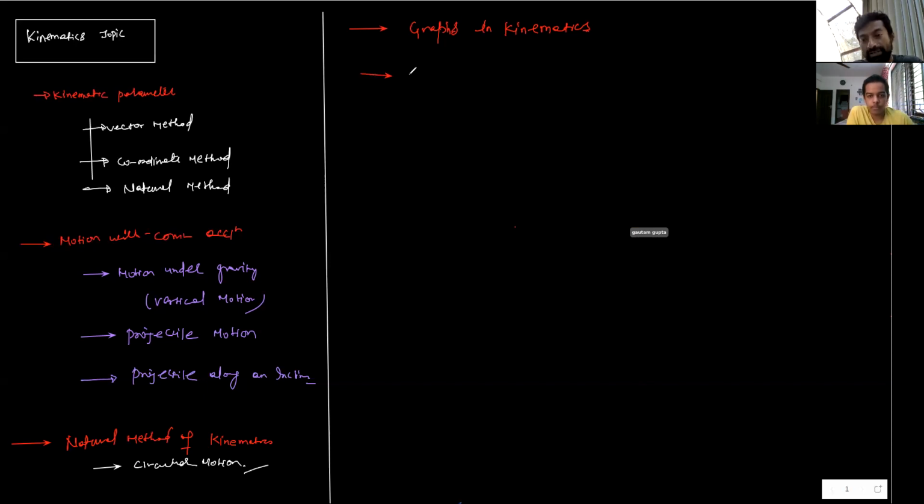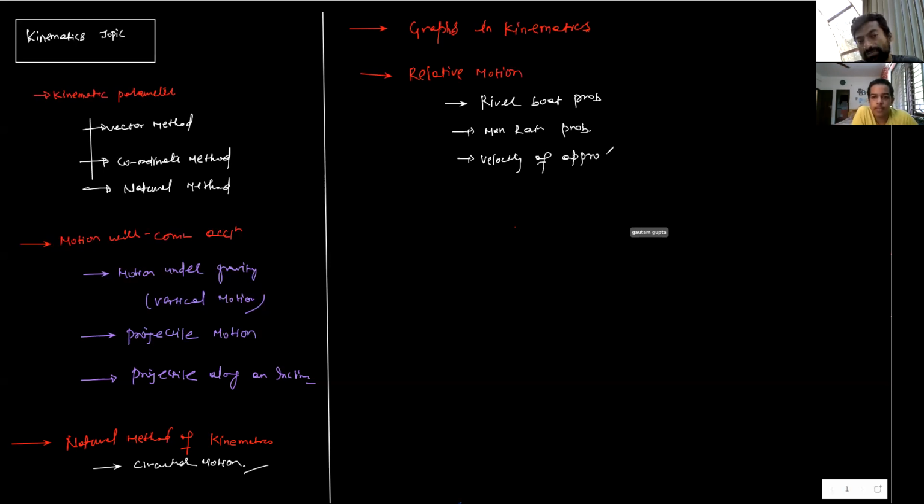In relative motion, there are one or two very famous problems, which is called the riverboat problem, or man and rain problem. All are the same. And in this, one more thing that is called velocity of approach. So these three concepts. Is it clear? And I think this will complete your kinematics.